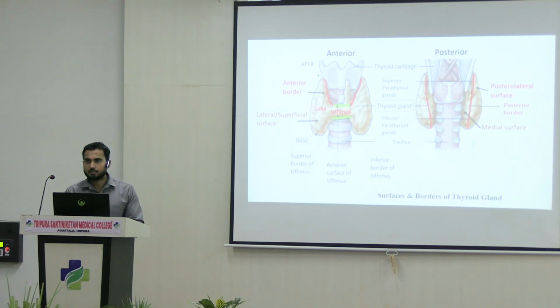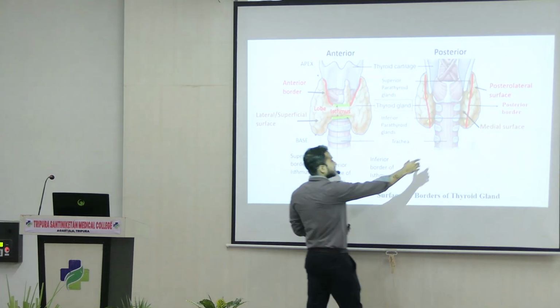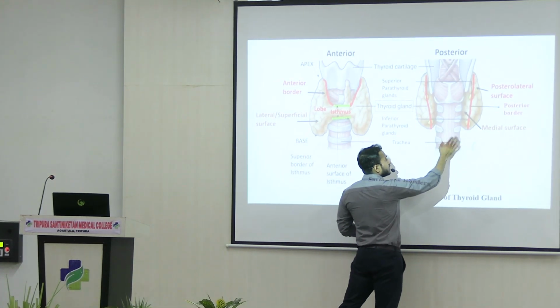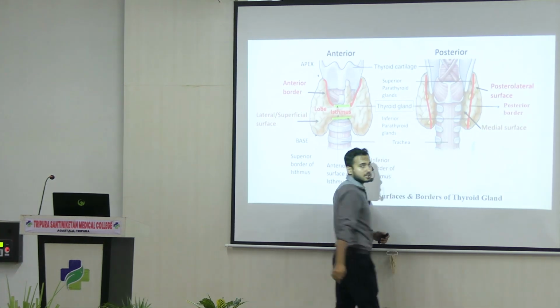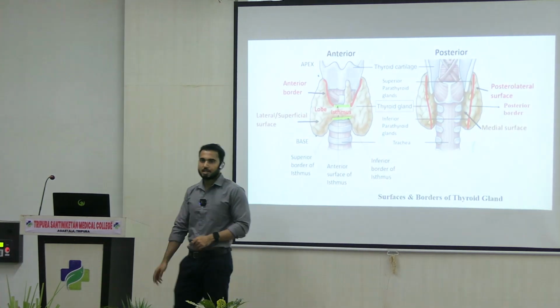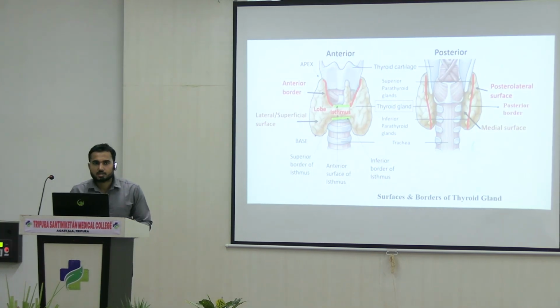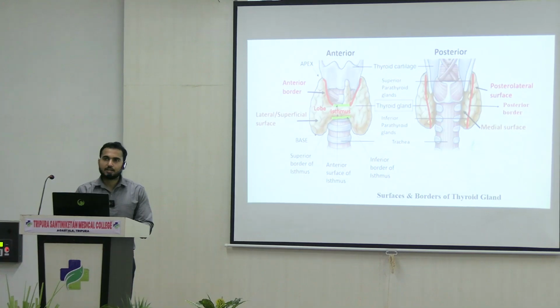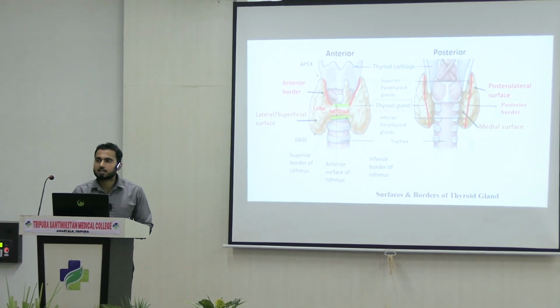Can you see in the diagram? Please focus over here. What is this? This is the trachea. So the surface which is adjacent to the trachea, deep, is the medial surface on both sides. I hope it is clear about the surfaces and borders. If it is clear, next we will go to the relations. Now, how to start the relations?